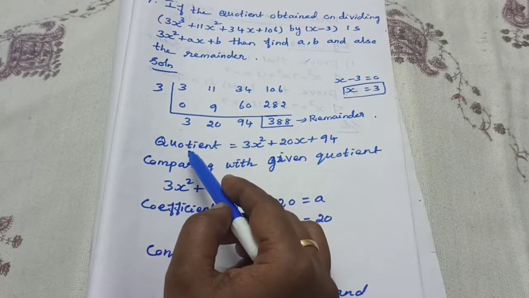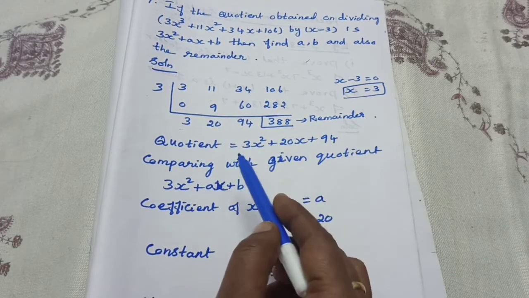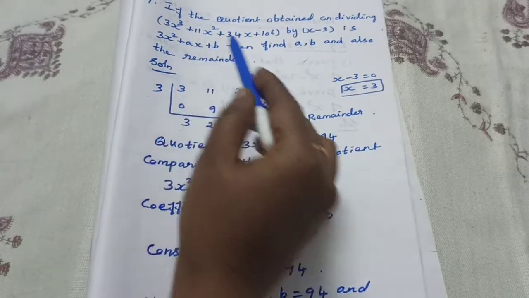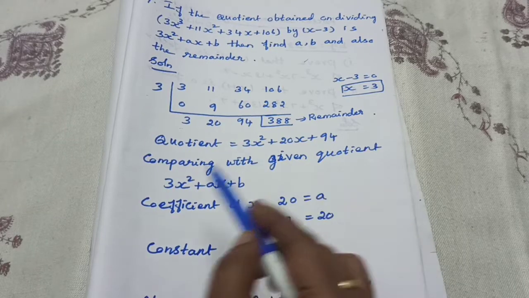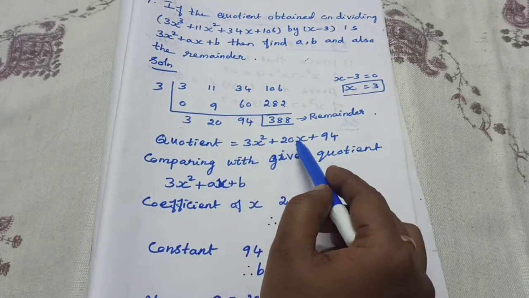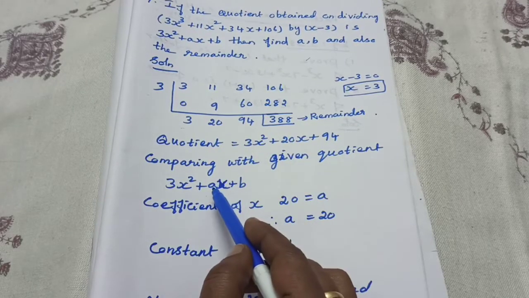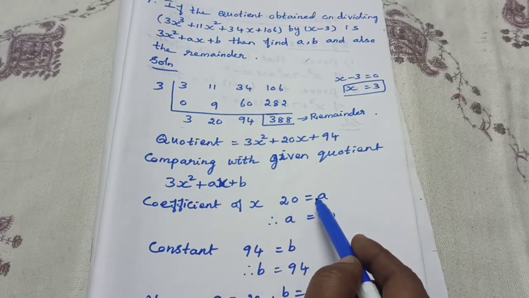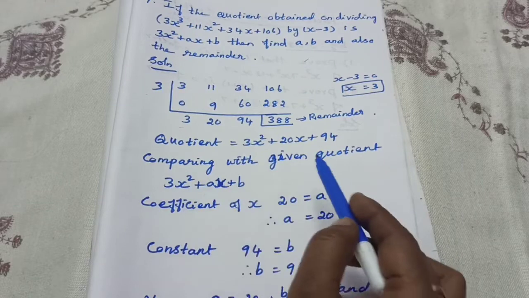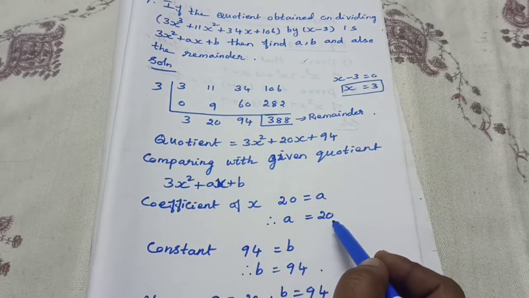Then the quotient is equal to 3x square plus 20x plus 94. Compare this with the given quotient, 3x square plus ax plus b. Compare these two quotients. Here the x square coefficient is 3 in both; here the x coefficient is 20 and there it is a. Therefore 20 equals a. These two are equal, then a is equal to 20.